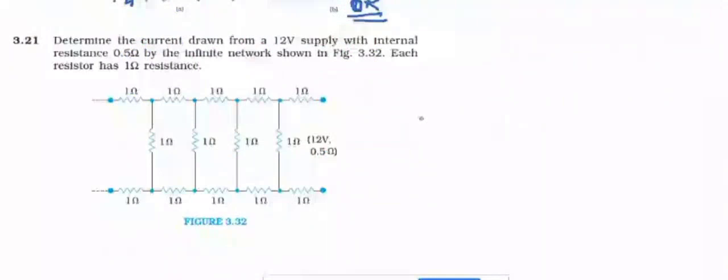Okay, now next, question 21. In question 21, determine the current drawn from a 12 volt supply with internal resistance 0.5. EMF is given, internal resistance is given. External resistance we need to calculate. First of all, everyone should understand this is an infinite series. So in this infinite series, I'm going to remove the first unit. First unit is removed.